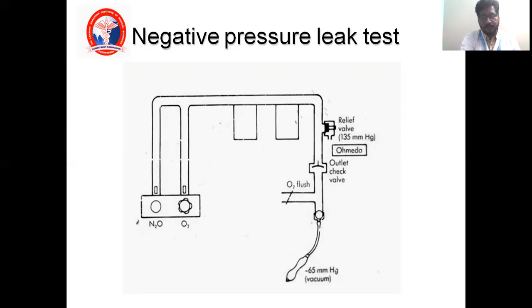So we have to attach a manometer cuff with the tubing to the common gas outlet. We have to inflate it fully and attach it to the common gas outlet, and we have to turn off the vaporizers and turn on the oxygen at 3 liters per minute. This bulb should remain deflated for more than 20 seconds. If it remains deflated for more than 20 seconds, that means there is no leak inside the machine.